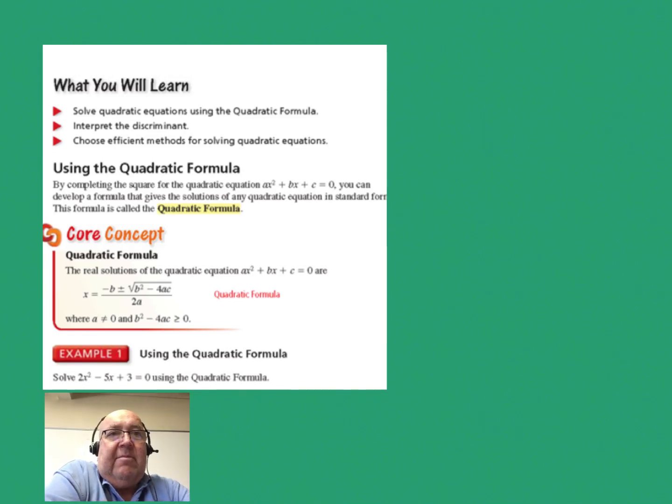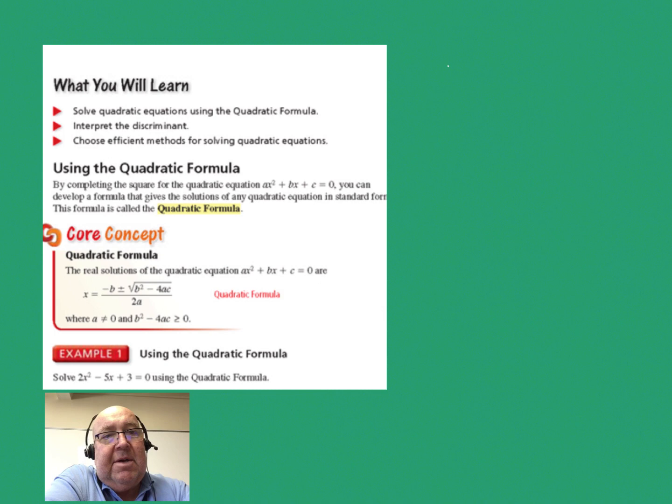Okay, our final method that we're going to look to solve quadratic equations is called the quadratic formula. It's taking all of the coefficients in front of variables and putting it into the equation that you see here: negative b plus or minus the square root of b squared minus 4ac, divided by 2a. So what does that all mean?